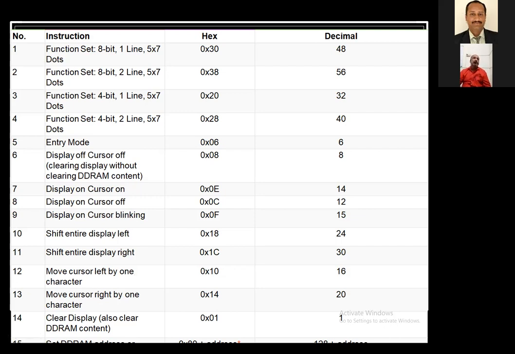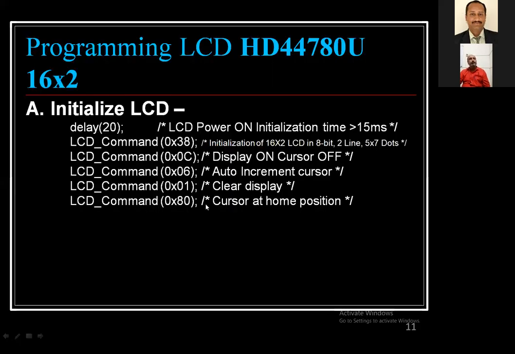So like this, the codes are workable. You can observe here 0, 1. If 0, 1 is there, it is clear display, means whatever is on this LCD display is going to be cleared. The next one is the first step, as I told: the initialization of this LCD.